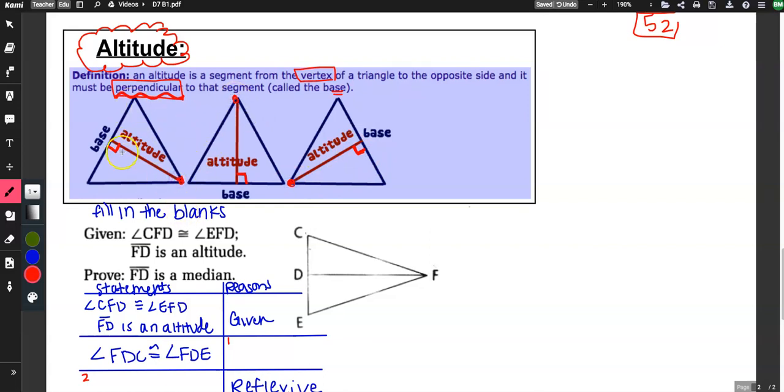Okay, so you could have more than one altitude drawn on a picture, that's fine. So I can draw an altitude from this point straight down, making that 90-degree angle as well.